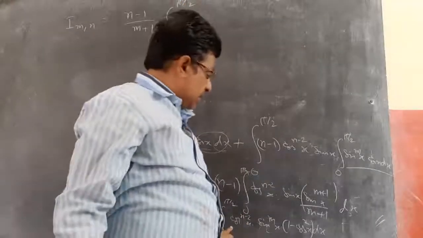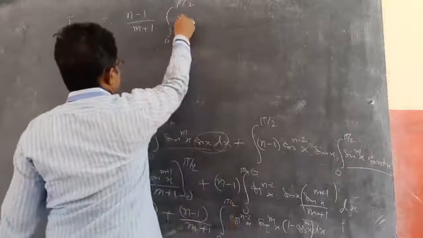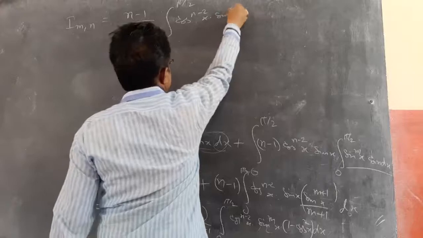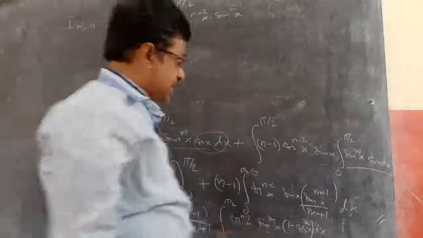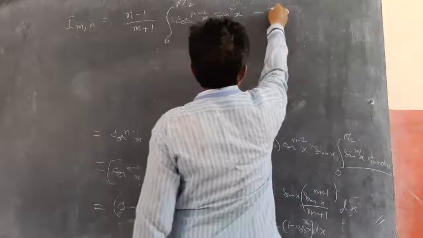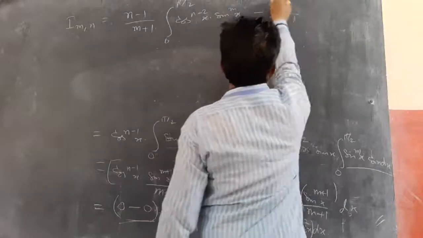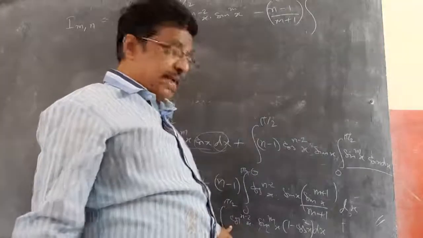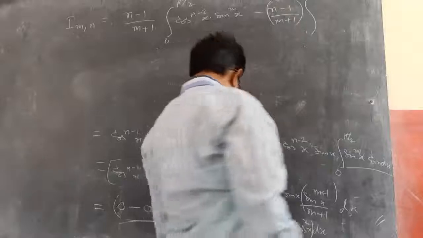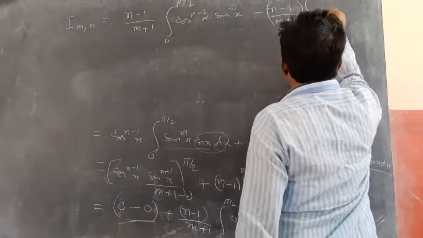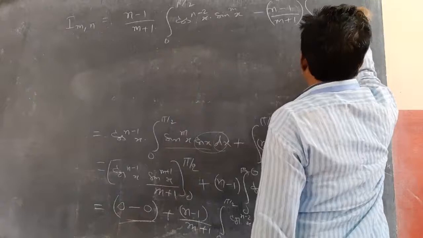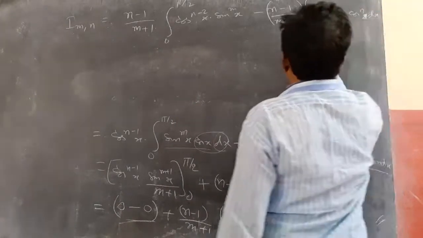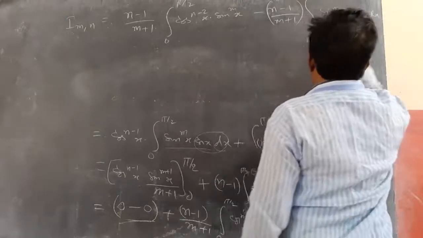This into 1 means you will get cos^(n-2) x into sin^m x as it is. Minus again (n-1) by (m+1) into the integral of cos^(n-2) x into cos^2 x, which becomes cos^n x, and this is sin^m x. So the integral from 0 to pi by 2 of sin^m x into cos^n x dx. So this is nothing but I(m,n) again.